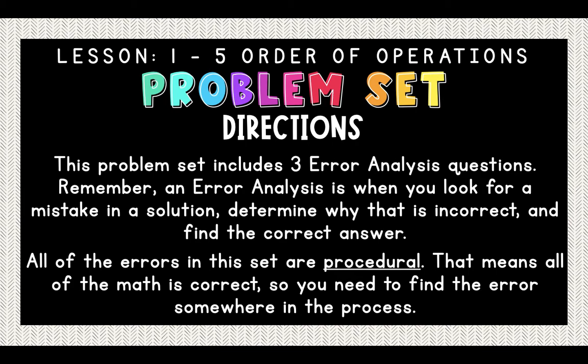For all of the errors in your problem set today, they are all going to be procedural. Remember, a procedural error is when a person makes a mistake within the process. So they're doing the math correctly, but they may not be following the correct steps, or in this case, the correct order of operations. So that means that you do not need to be checking the student's math. If there's any multiplication, division, addition, subtraction, whatever, that's all done correctly, but it may not be done in the correct order. So you're trying to find the error somewhere in that process.